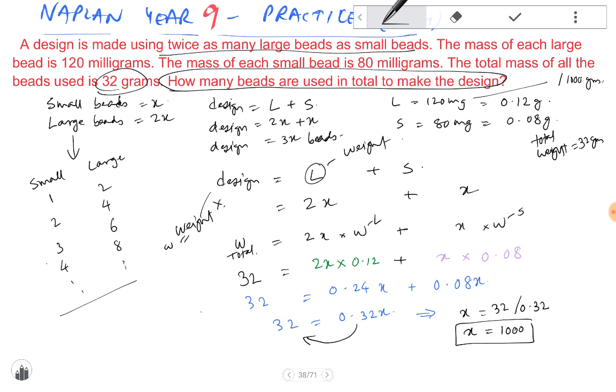Now we bring this back to our original equation, because that is what has been asked of us. How many beads are being used in the total design? So the total beads required is 3x, and we already know the value of x, so you put that over here, 3 times 1000. So total beads used in the design would be equal to 3000.